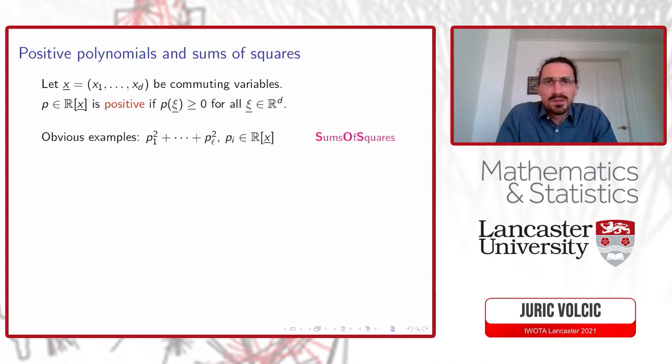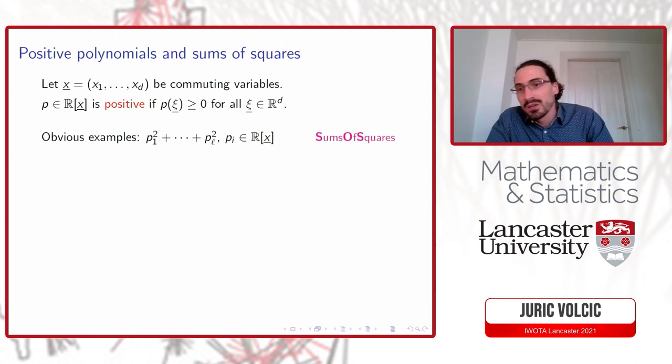As I said, the commutative idea is pretty old. For a few slides, let X be a tuple of commuting variables. I'm going to say that a multivariate polynomial in these variables with real coefficients is positive if all the values are non-negative whenever I plug in a tuple of real numbers. Now there are some obvious examples of such polynomials. Namely, if I take sums of squares of polynomials, this kind of polynomial is obviously positive.